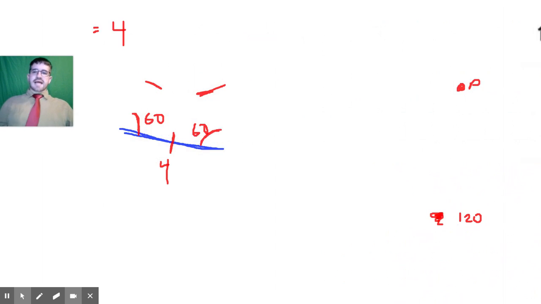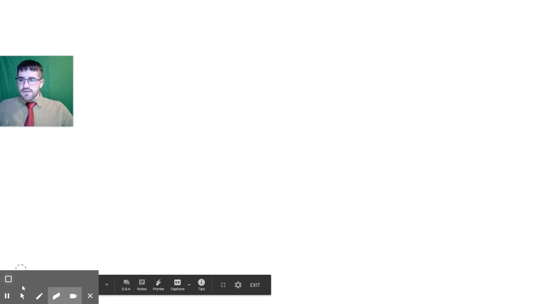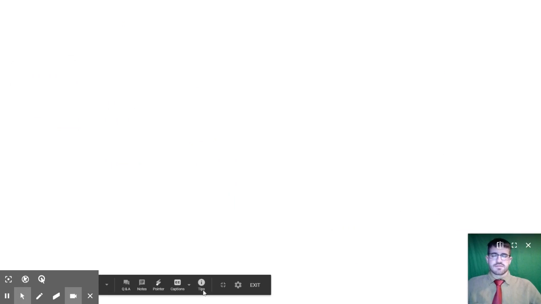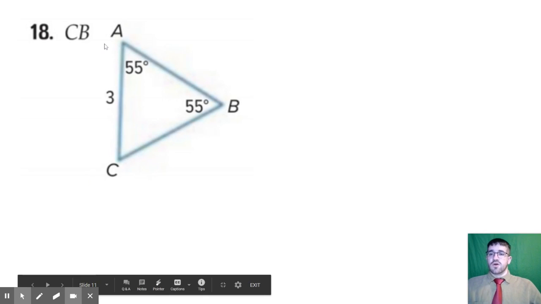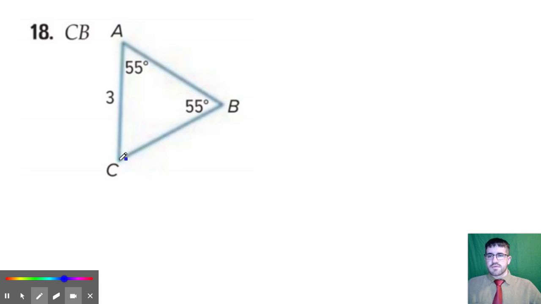All right, and the last one of these, erase all the beautiful markings. I'll put myself back in the corner. There we go. We want to find the measure of segment CB. I don't know why it's not working. Well, we want to find this measure of segment CB.